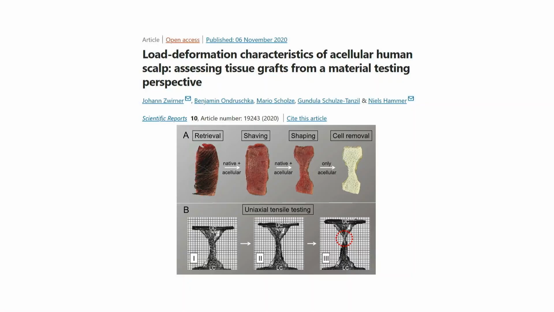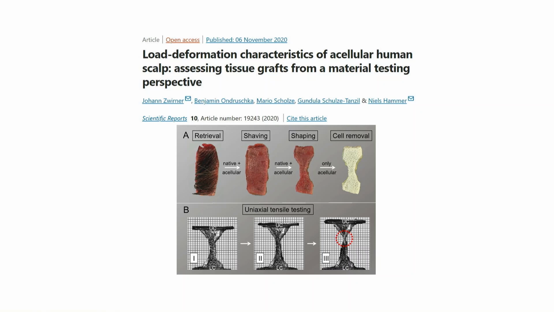This is from an article, load deformation characteristics of acetular human scalp, assessing of tissue grafts from a material testing perspective. This is an article in Nature, I believe, which is one of the very reputed journals. So here basically a tissue from an acetular human scalp, the top part of the head. From that, a skin sample was retrieved.